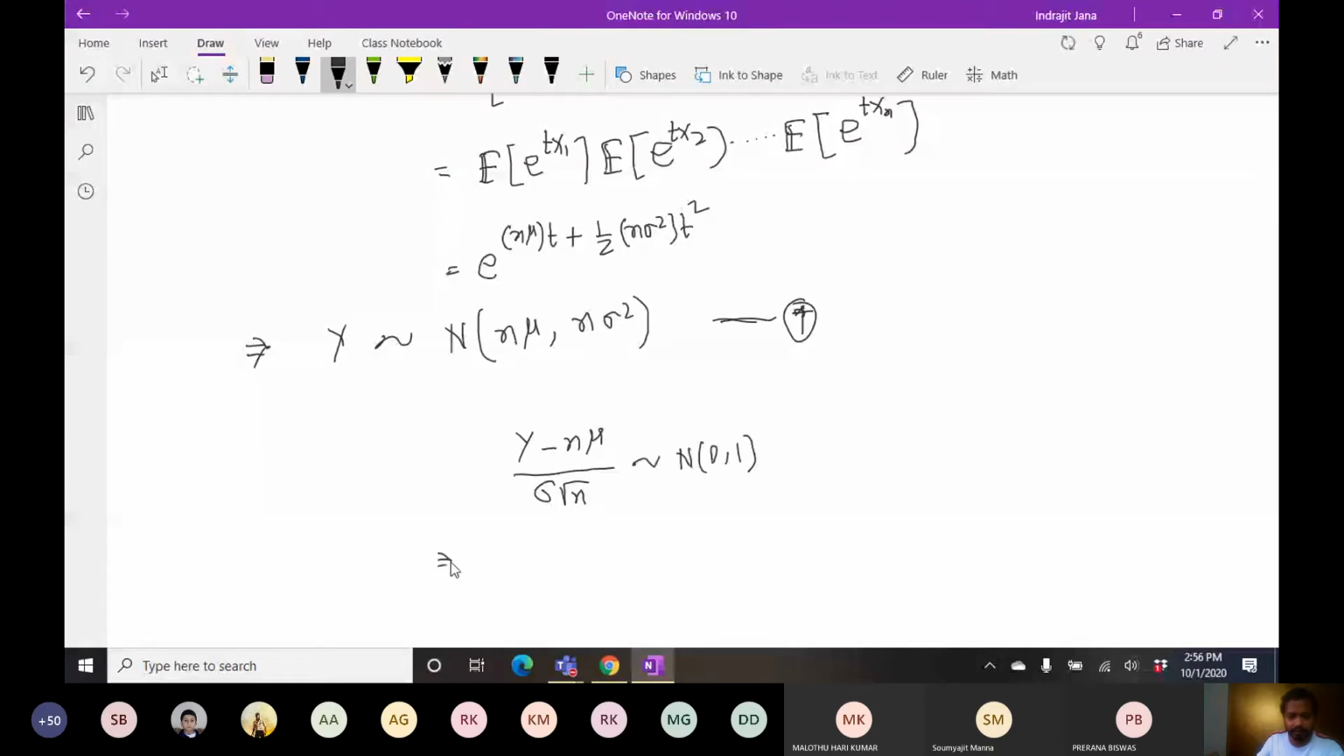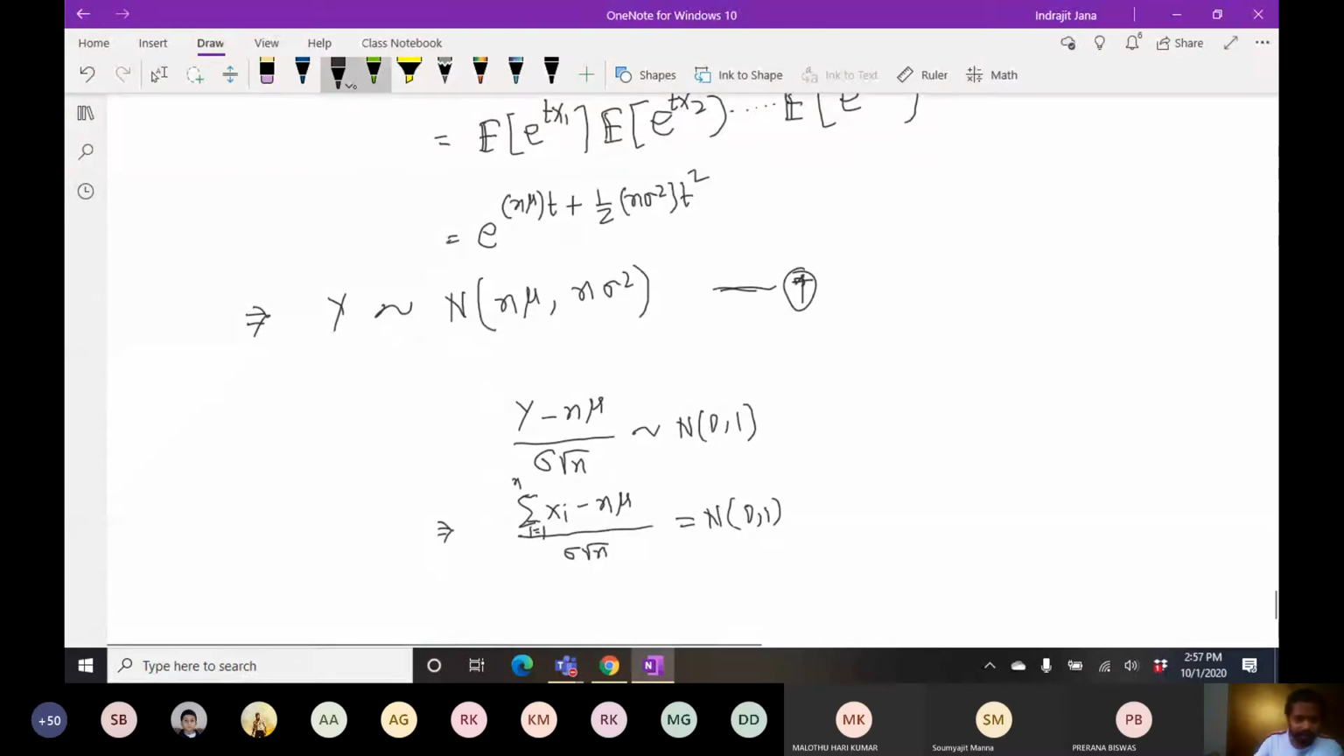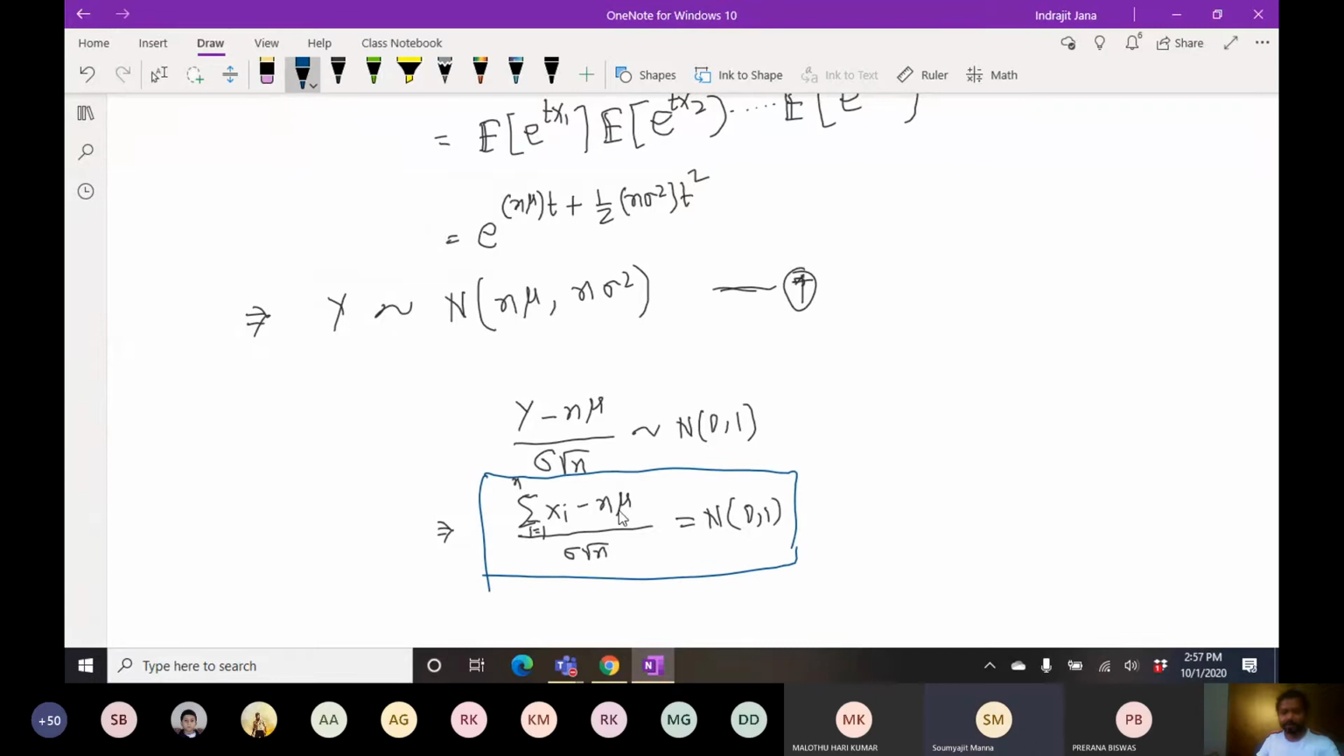In other words, what is y? Y is summation xi minus n mu divided by sigma square root of n. This is exactly normal zero one. Does this expression remind you of something? The summation xi minus n mu divided by sigma square root of n. Yes, that is CLT. Okay, so it looks like CLT, but that's not exactly the case.